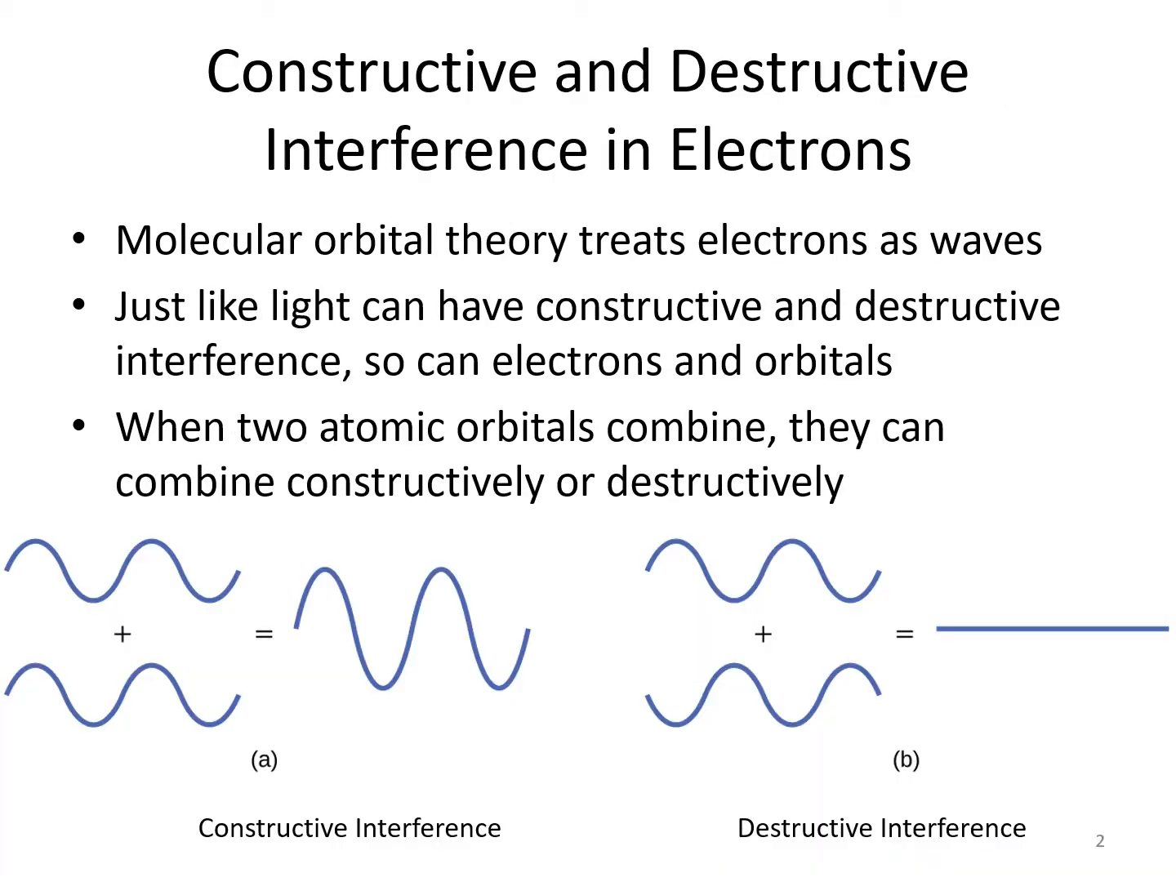We have already seen constructive and destructive interference with light. Remember the double slit experiment. It turns out that electrons and orbitals can also behave as waves and have constructive and destructive interference. When two atomic orbitals combine, they can either interfere constructively or destructively, just like light.